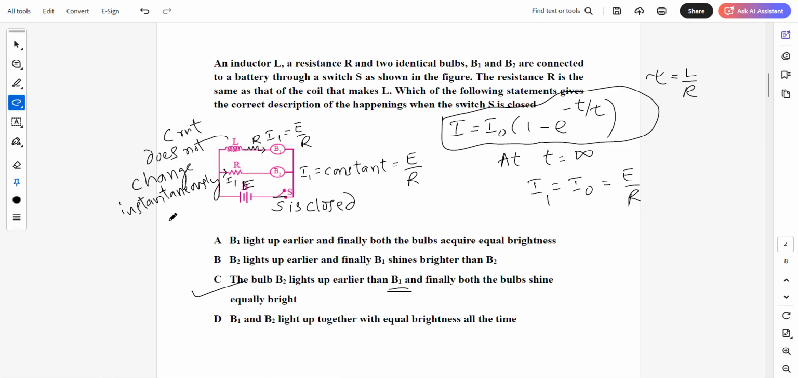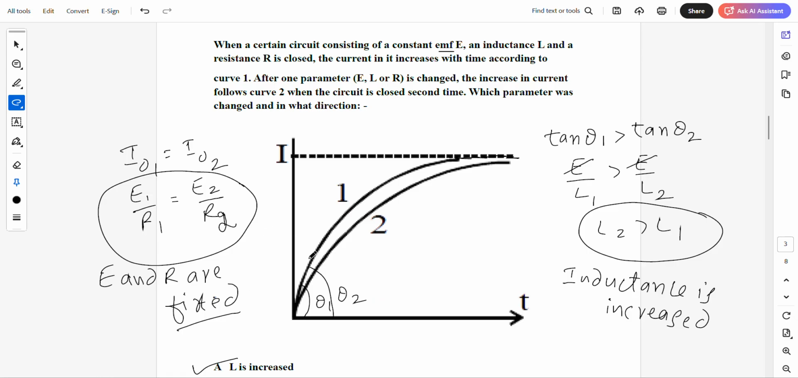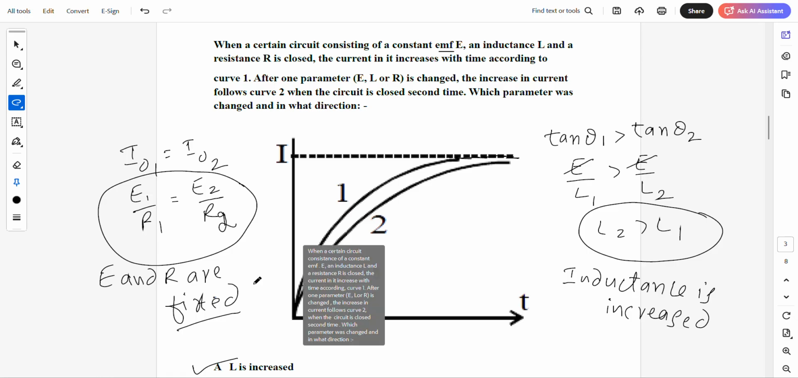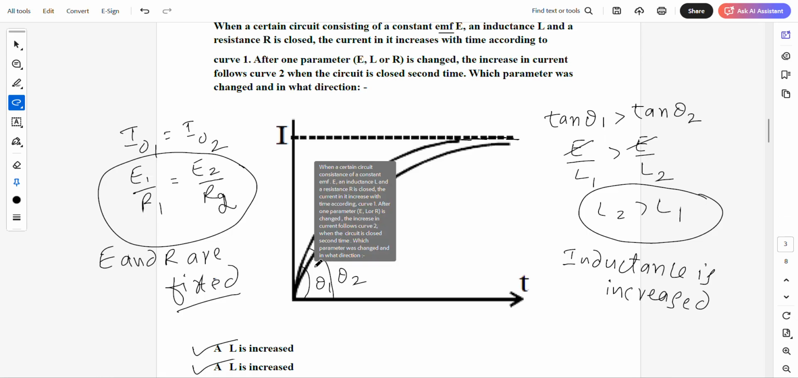Okay, current does not change instantaneously. Therefore, B1 glows after some time after B2. The bulb B2 lights up earlier than B1, and finally both the bulbs shine equally bright. Hope you understood this one. Second problem is very easy. Okay, since you have constant EMF, we know that I naught 1 is equal to I naught 2. E1 by R1 is equal to E2 by R2. E and R are fixed here, and only inductance changes in the second case.